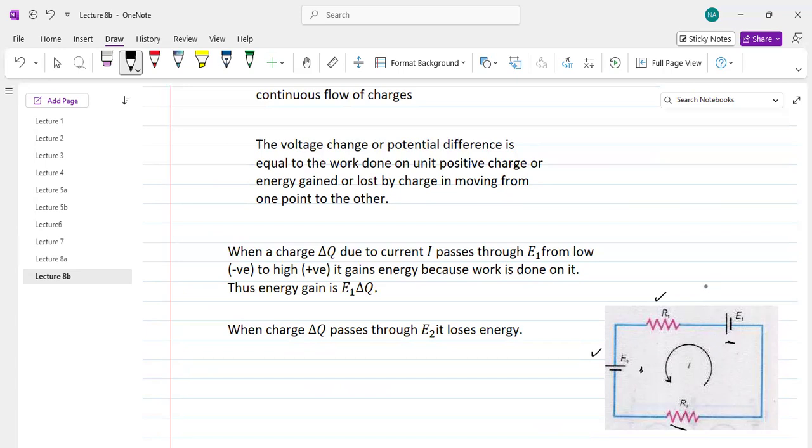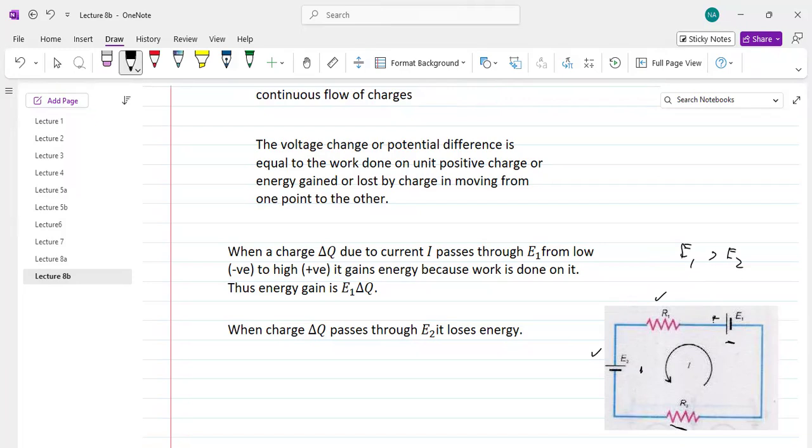First of all, when we want to apply Kirchhoff's second rule, we must consider a loop. For the present case, this loop is in this form. In the second step, we have to consider the direction of current so that we can talk about the energy gain or loss by the charges due to the flow of current. For the present case, we assume that EMF E1 is greater than EMF E2.